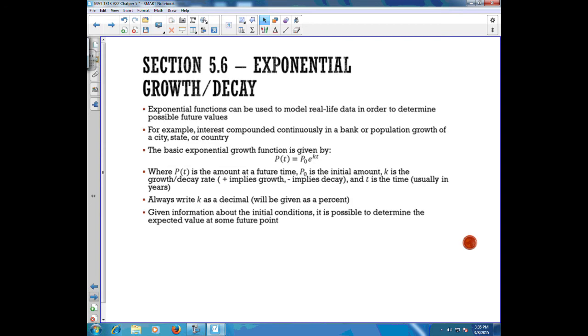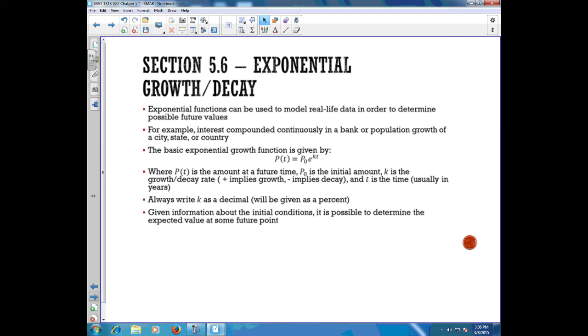An exponential growth or decay function can be used to model real-life data to determine what's possibly going to happen in the future. For example, if your interest in a bank account compounds continuously, so it's always rolling over and you're always getting more and more money, or if we're talking about the population growth of some city or a state or a country, all of these things can be modeled using an exponential function.